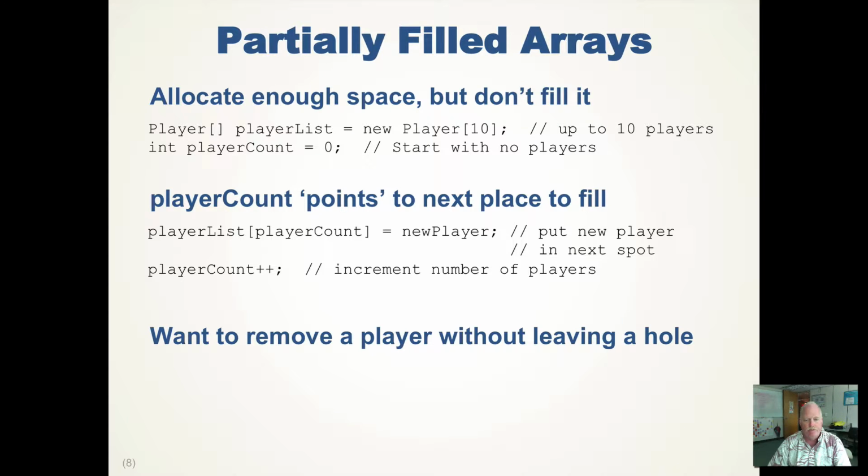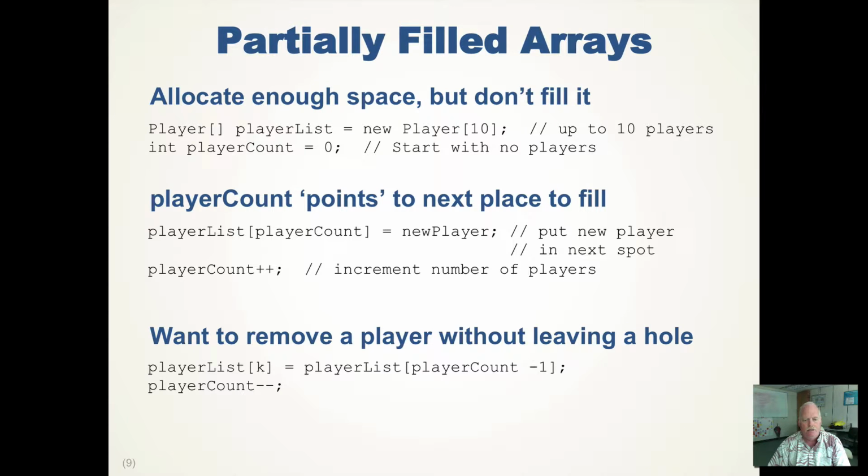What if you want to remove a player without leaving a hole? If we remove the second player, we don't want to have an empty space there, because if we then asked what's the second item, we'll get a null when there might be 3 or 4. Player count might be 10, and when we remove the second item, player count should actually be 9, but we don't want a gap. We want to go from 0 to 8 in our array.